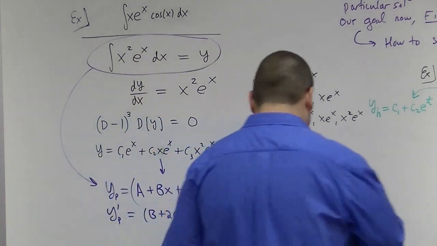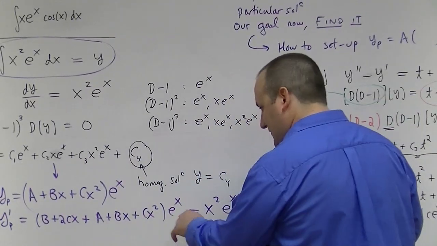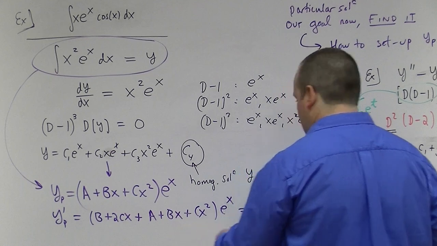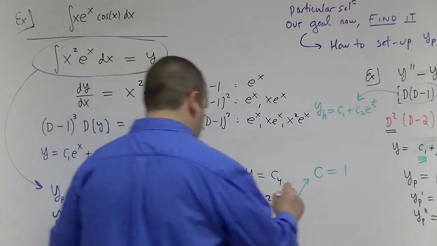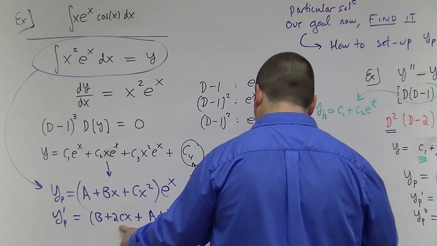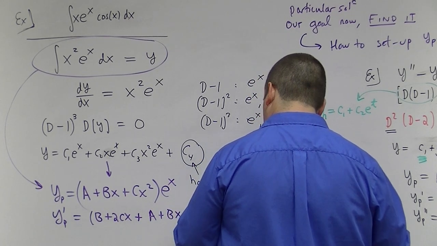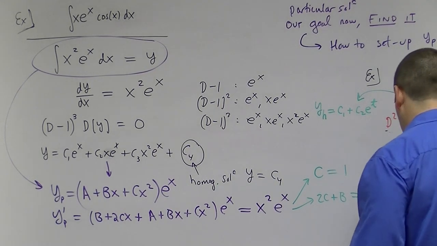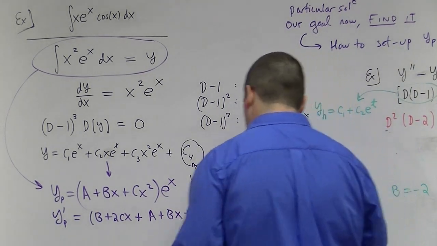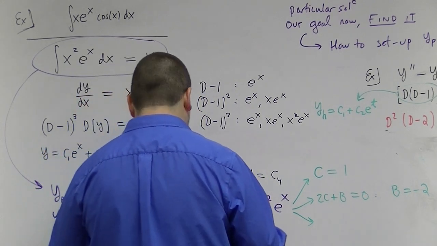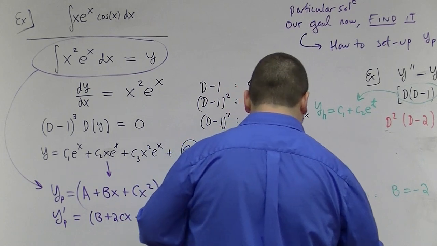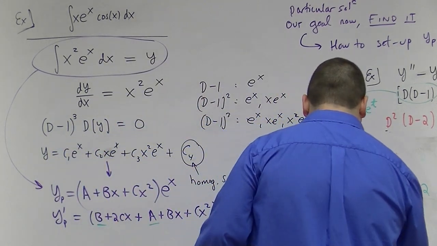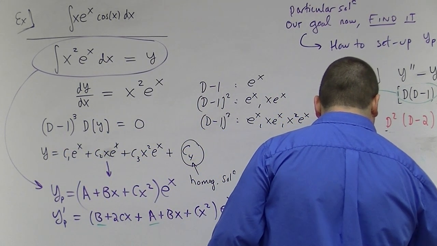So for x squared, I've got c equals 1. Hey, that wasn't too bad. How about the x terms? For x e to the x, I've got 2c plus b equal to 0, which tells me, therefore, b is equal to minus 2. And for my constants, I've got b plus a equal to 0, so a is equal to 2.